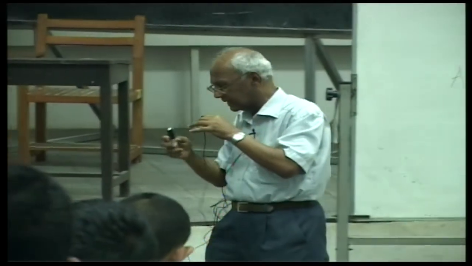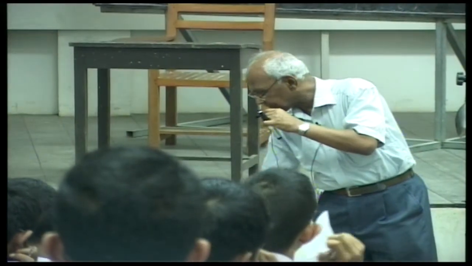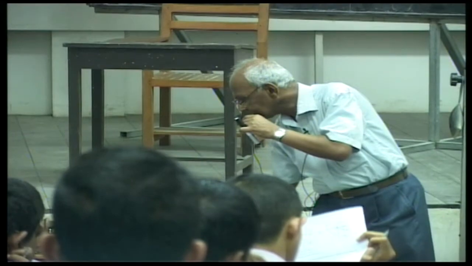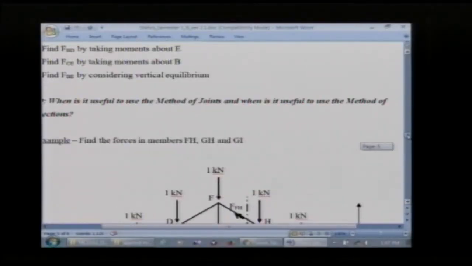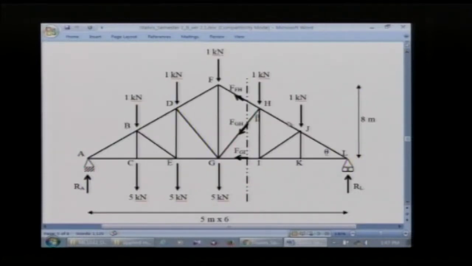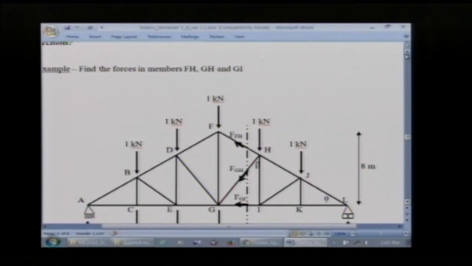We have not made a big error, right? Okay. So that's the first thing. Now, I think this is, yeah, find the forces in members FG, FH, GH and GI, these, right?